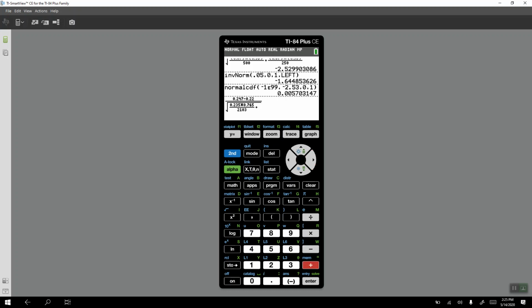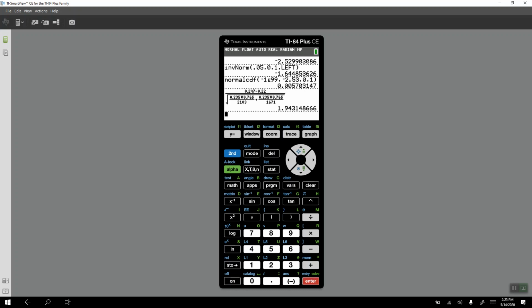I forgot the plus sign. My apologies. So here we are, the plus sign, and then we go again, 0.235 multiplied by 0.765, and then divided by, and that's going to be 1671. There we are. And once we're done, you could just go ahead and hit enter. And here we have our z-score. Again, a very reasonable z-score of 1.94.